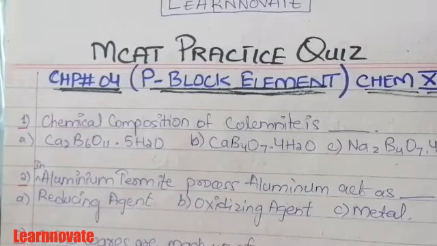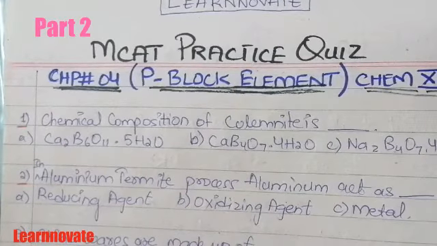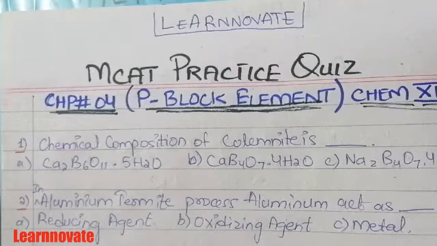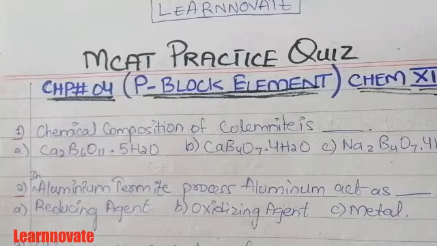In this video, we are going to discuss the answer key for the MCAT practice quiz session of P block elements, chapter number 4. Starting from question number 1, which asked the chemical composition of colemanite. Option A was Ca2B6O11.5H2O. Option B was CaB4O7.4H2O. And option C was sodium, boron and oxygen.